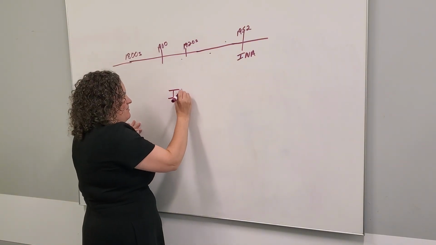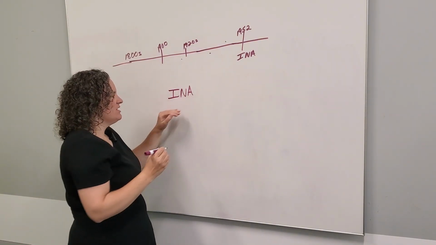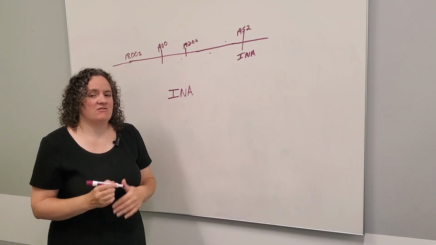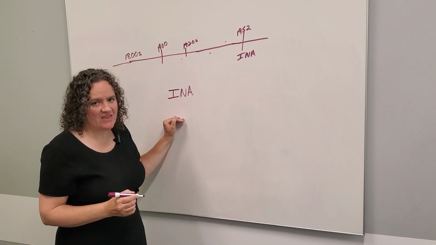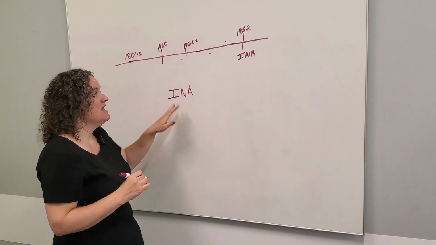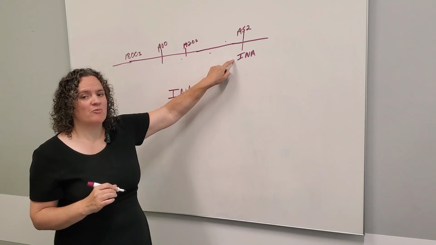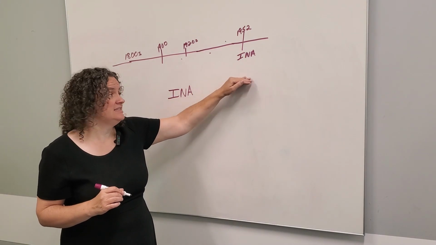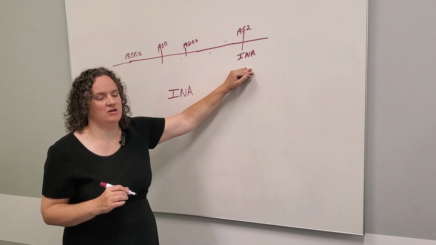Really, the INA is shorthand to say the United States immigration laws. When I talk about the INA, I'm just talking about the United States immigration laws that we have today. The bulk of those were written in 1952. Congress passed what is today still the basis of our immigration laws.